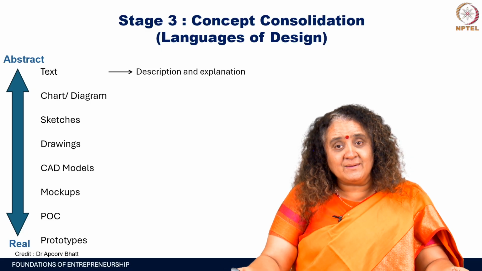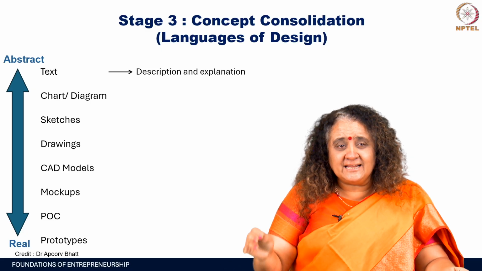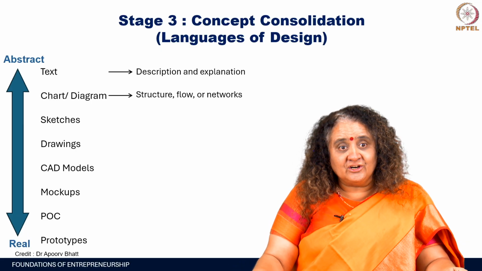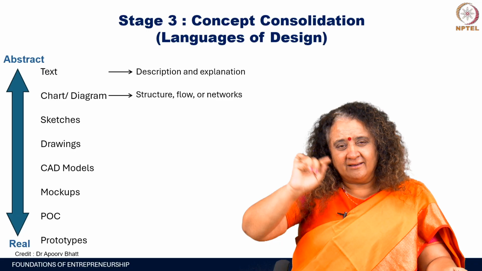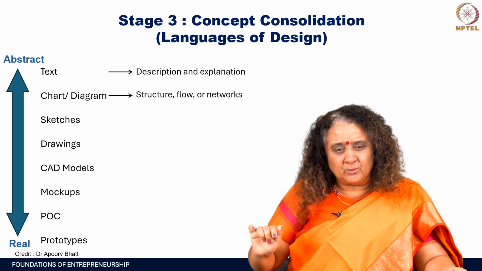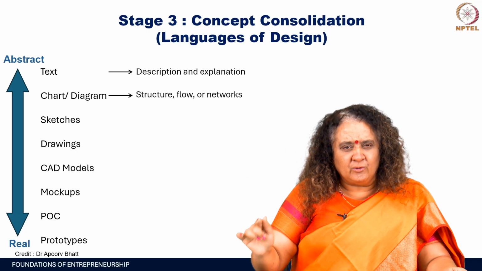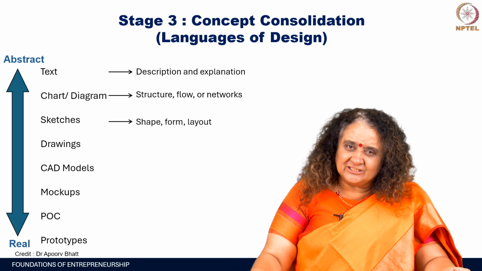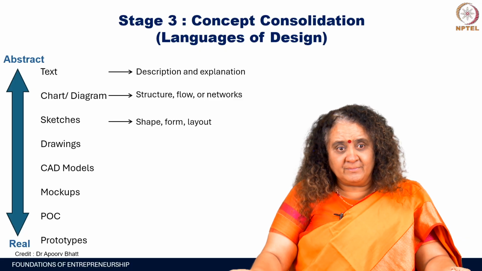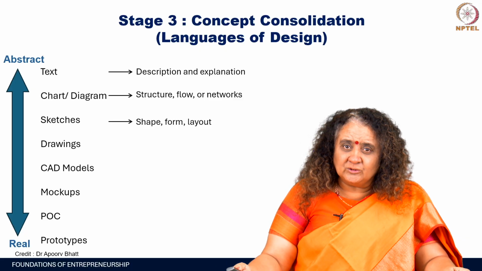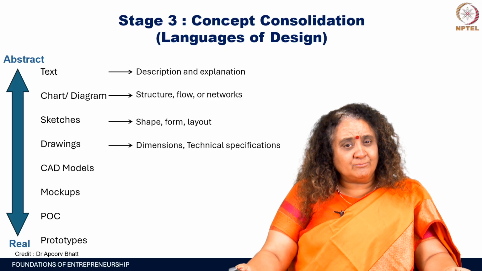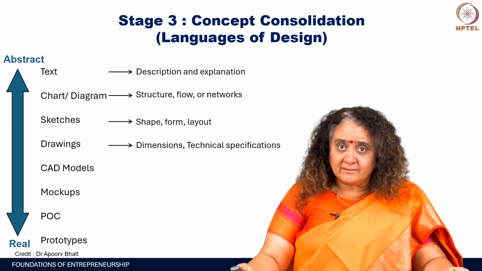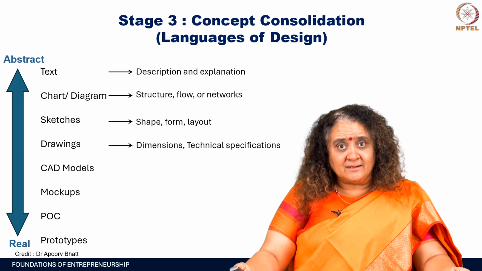They are describing and explaining what is the idea about. From there they start drawing. So, here is a diagram and it says that this will happen, then it will go here, then it will go here, then it will come here. So, it is like a flow diagram or a flow chart. The designer starts sketching. So, there is a shape, there will be a form, there will be a layout. From sketches it goes into computer drawings where it gets more technically specced out. The dimensions of the product become clearer and clearer, and then CAD comes and takes over.